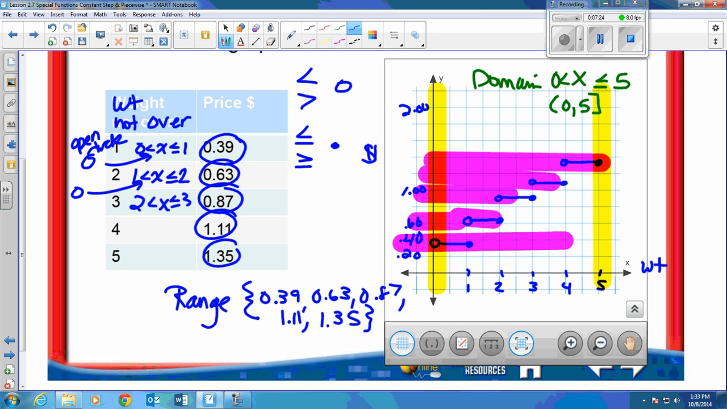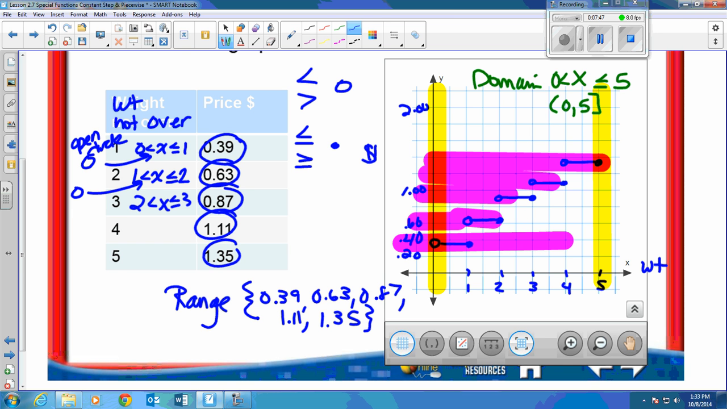And I use the curly little brackets anytime I have discrete data. It's called set notation. It's the set of all numbers that I've listed. So my step function, my domain and my range is usually going to jump. So I don't have an interval that I include. Questions?